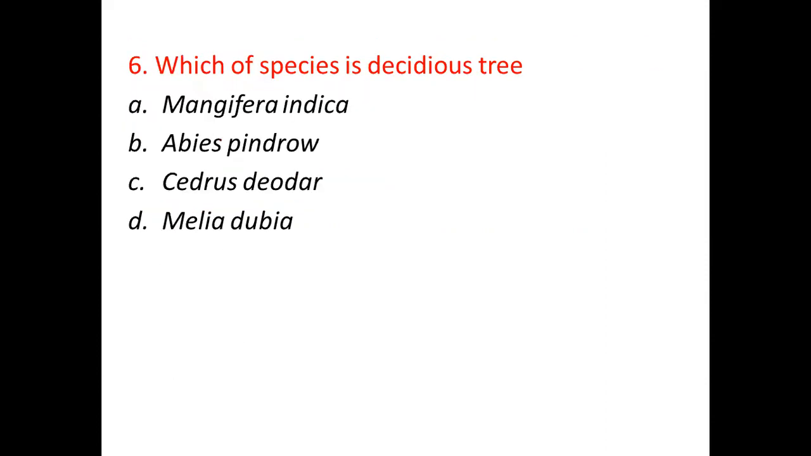Next question: which of the following species is an example of a deciduous tree? Mangifera indica belongs to the evergreen trees. Abies spindro also belongs to the evergreen trees, and Cedrus deodara also comes under evergreen trees. Melia dubia is a plant which comes under the deciduous trees, and it belongs to the Meliaceae family.